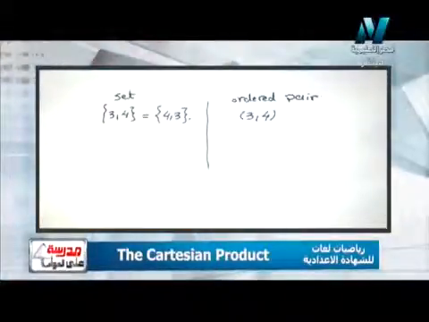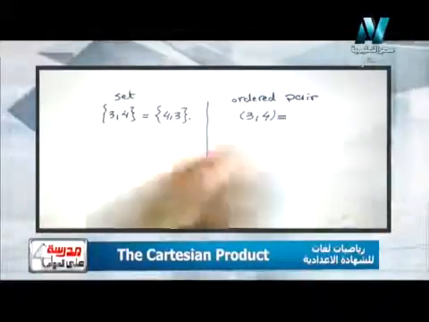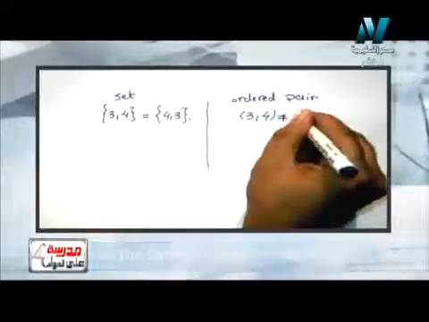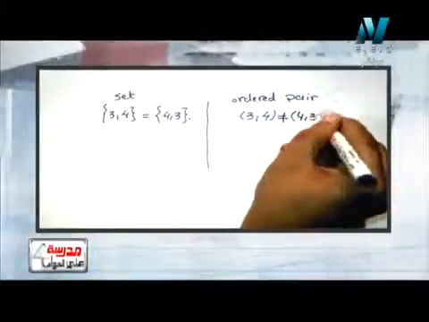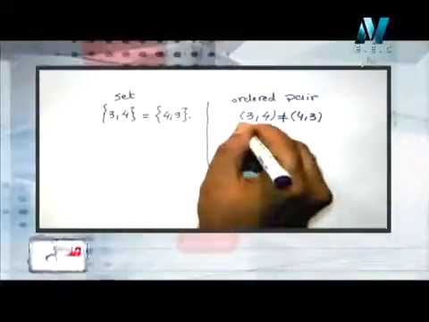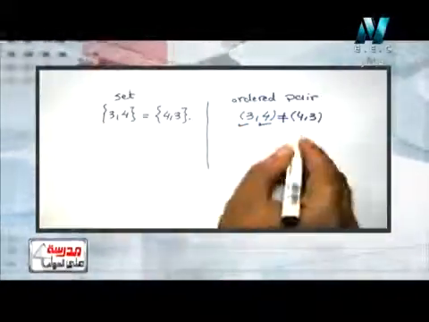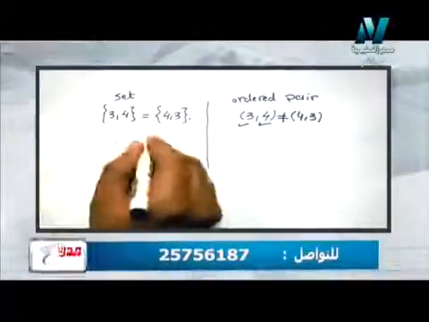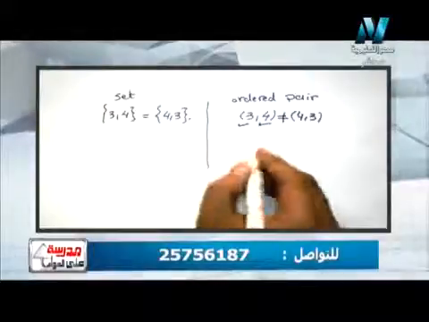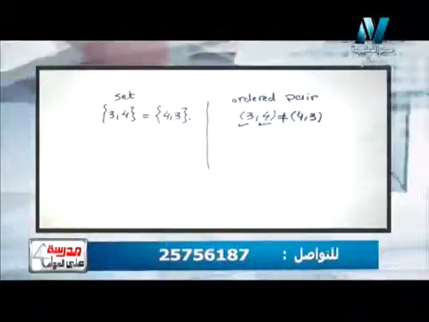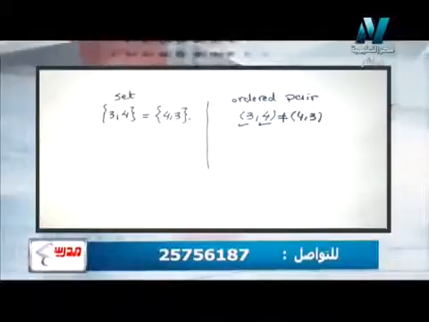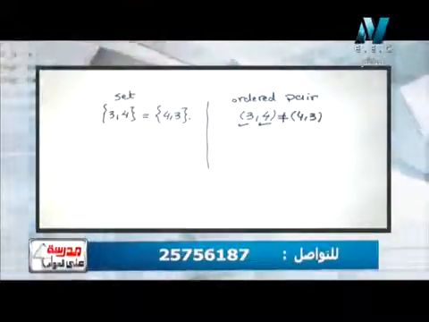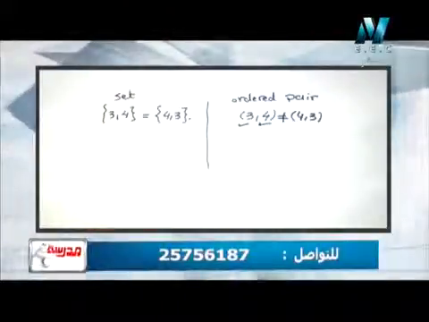But in an ordered pair, the order is important. We say (3, 4) is not equal to (4, 3). The first number is 3, the second is 4. But here, the first is 4, the second is 3. So we say the order in a set is not important, while the order in the ordered pair is very important, because my name is Ahmed Saeed, not Saeed Ahmed. The order in the set is not important, while the order in the ordered pair is very important.